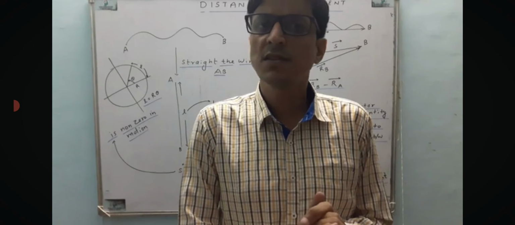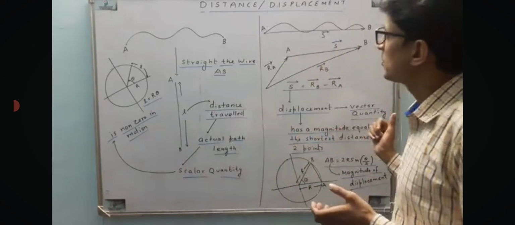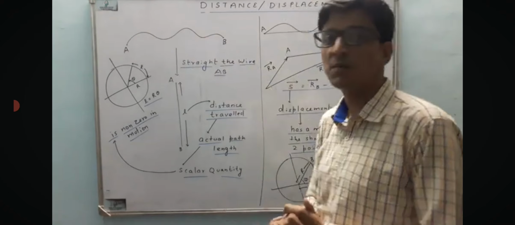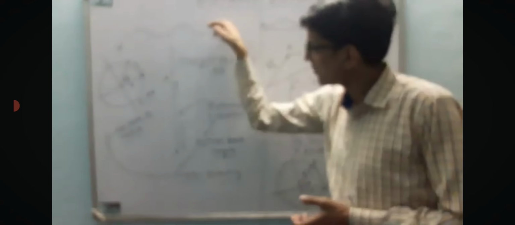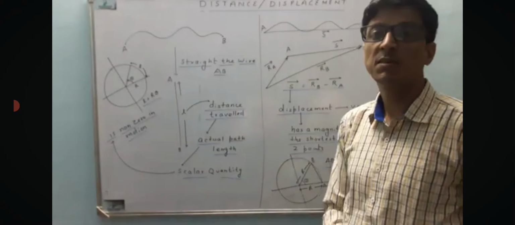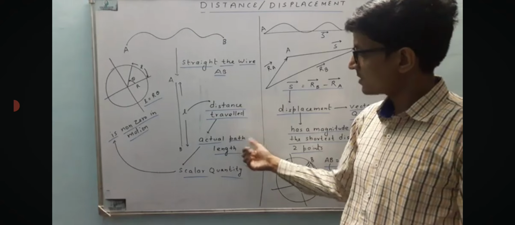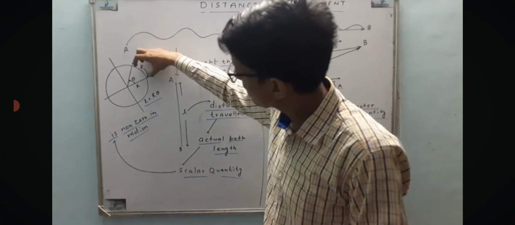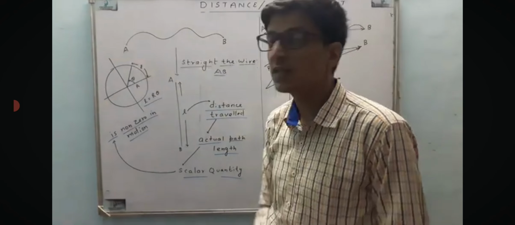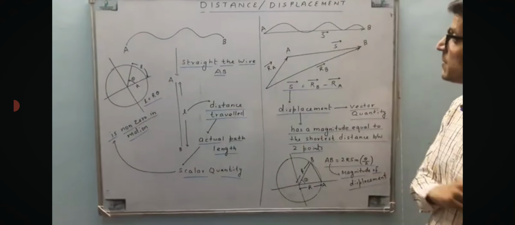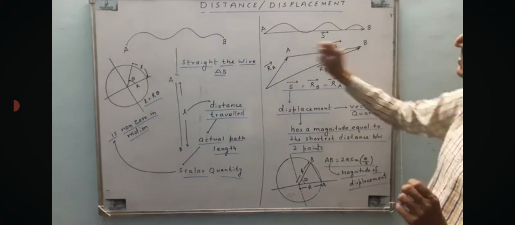Let's see things in proper perspective. Suppose the point moves on a curve from A to B. If you straighten this wire AB and its length becomes L, then this length is the distance travelled by the particle during its motion. It's the actual path length, a scalar quantity, and it is non-zero in motion. One more thing: if the particle moves in a circle and traverses an angle theta, then the distance travelled is r into theta.